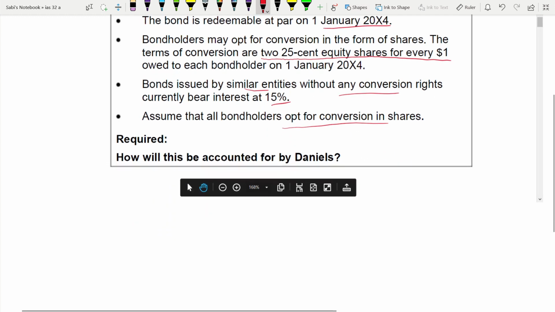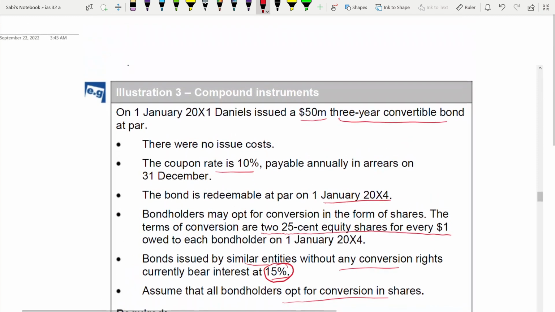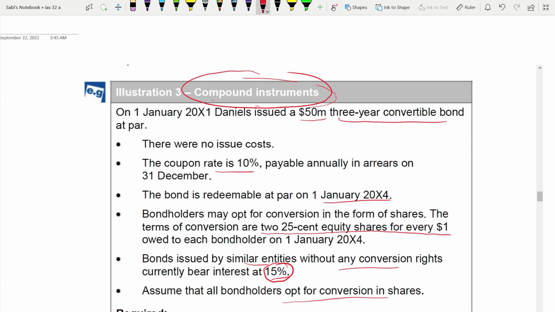Okay, for this, date is very important. Then comes the cash flow. Then we have the discount factor, at what rate? At 15%. You always have to take the rate without any conversion rate. You have to take that interest always. Whenever there's a compound instrument, you have to discount at what rate? The rate without conversion rate. That is 15%. Don't take the 10% coupon rate and start discounting.